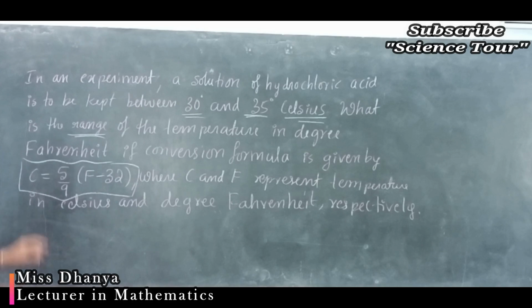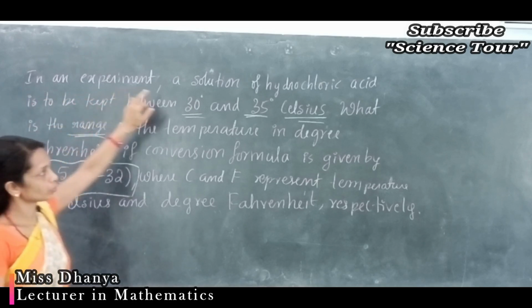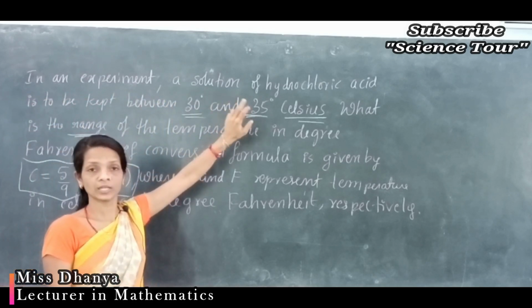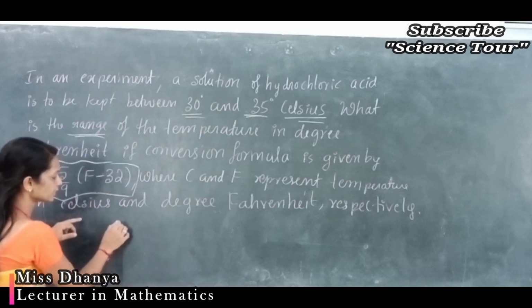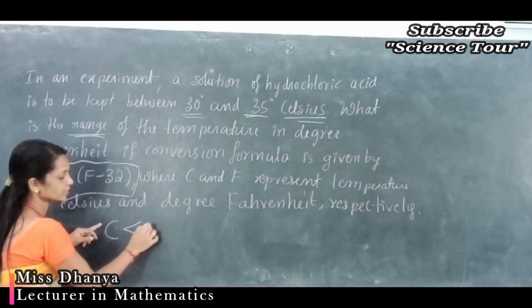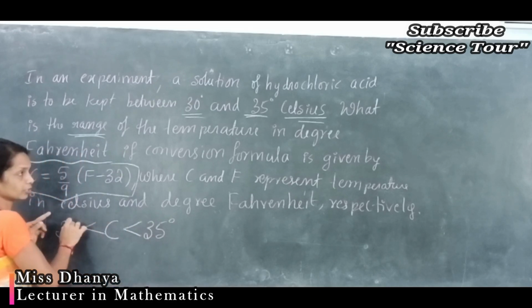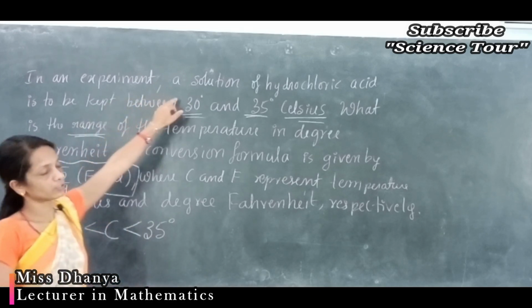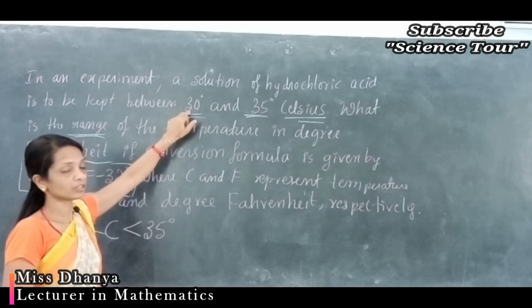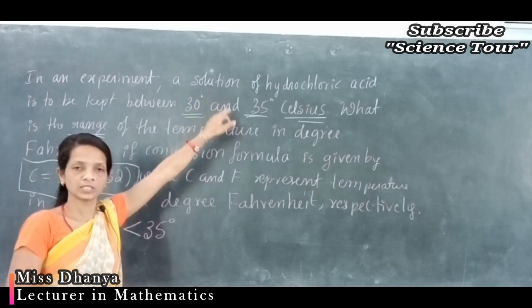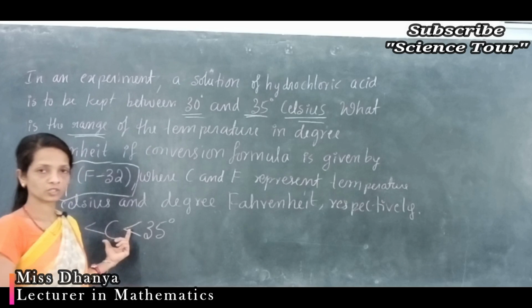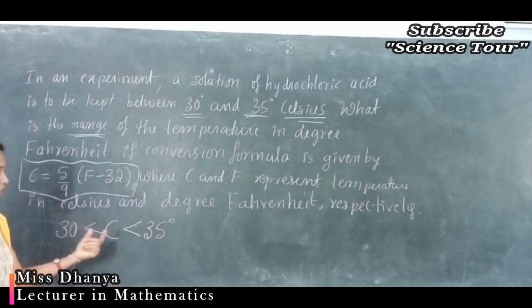Hydrochloric acid that is kept between 30 degrees and 35 degrees Celsius. That means the Celsius temperature is less than 35 degrees and greater than 30. That solution is kept between 30 and 35 degrees Celsius, so the Celsius temperature is less than 35 and greater than 30 degrees C. Okay, so with this you have to start.